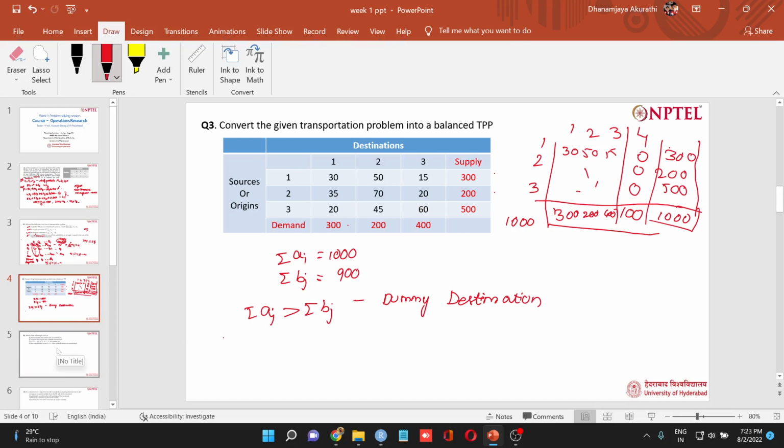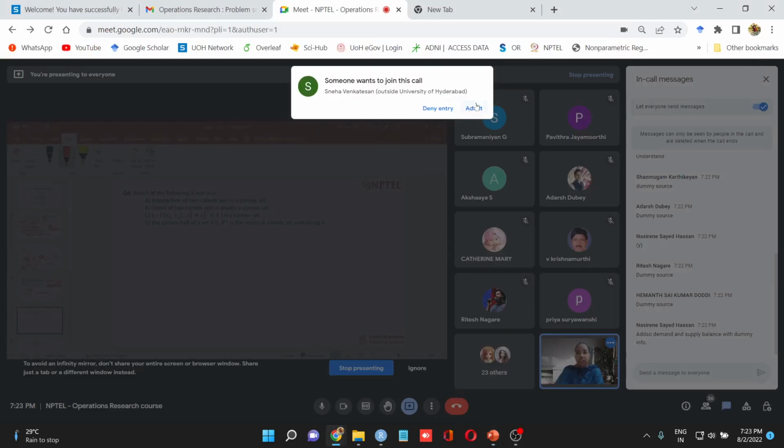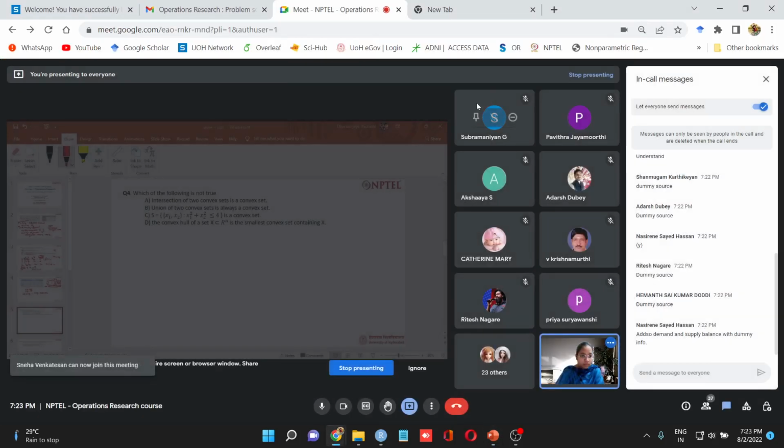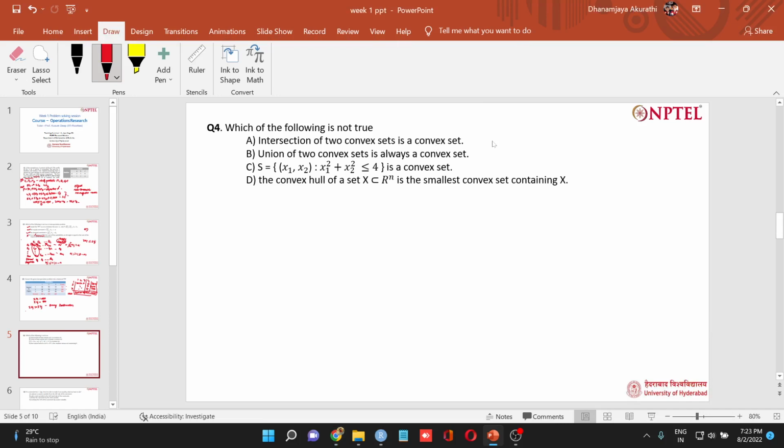And coming to the next: which of the following is not true? The intersection of two convex sets is a convex set, and the union of two convex sets is always a convex set. And the convex hull of a set X is the smallest convex set containing X.